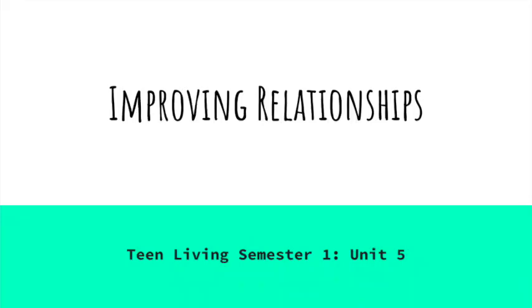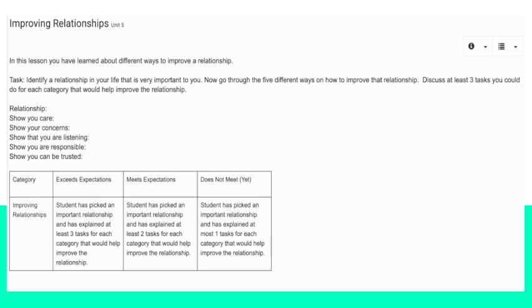Hello, we're going to be working through the assignment on improving relationships, which is in Teen Living Semester 1, Unit 5. Let's first take a look at what we need to do.